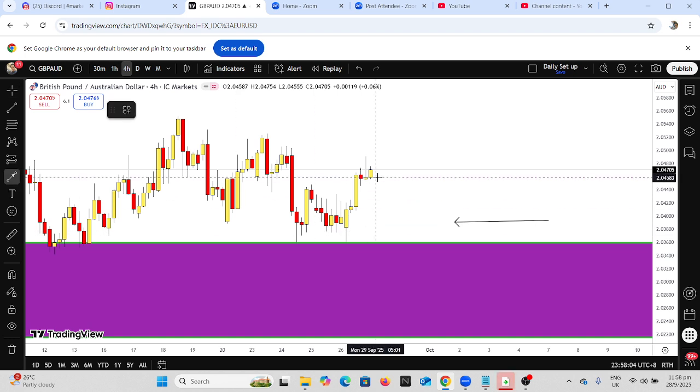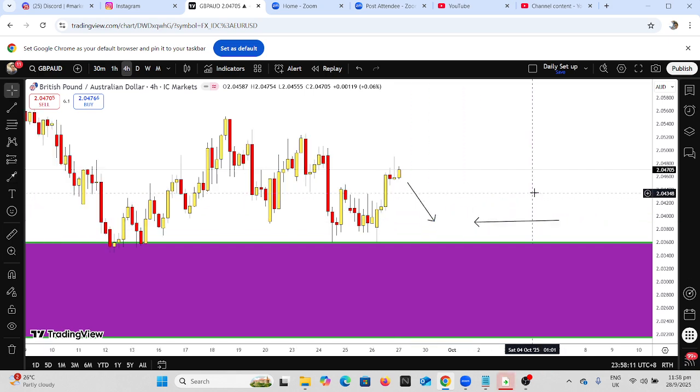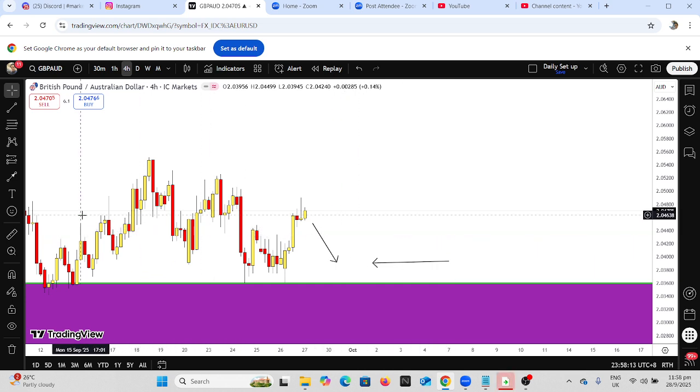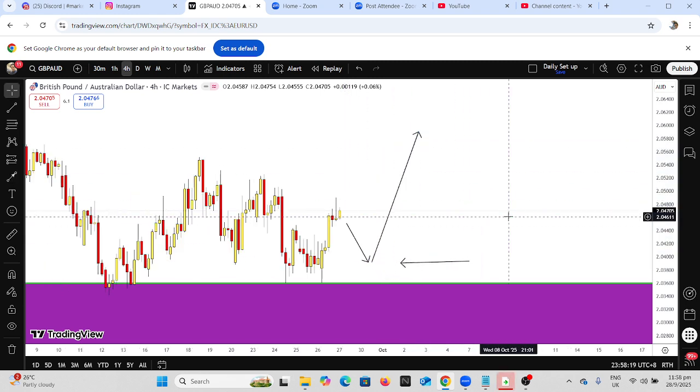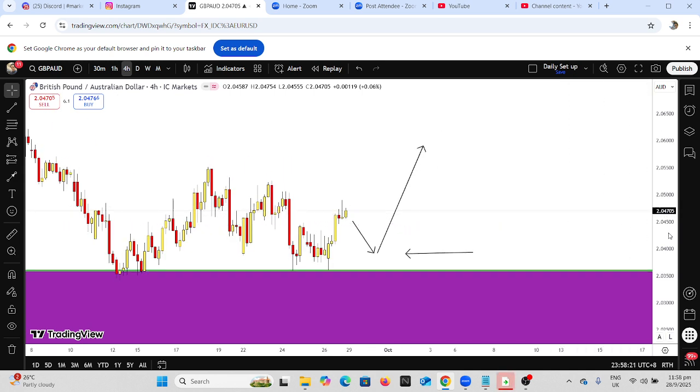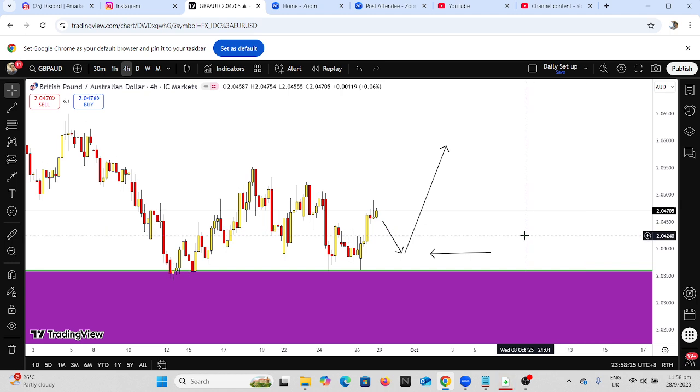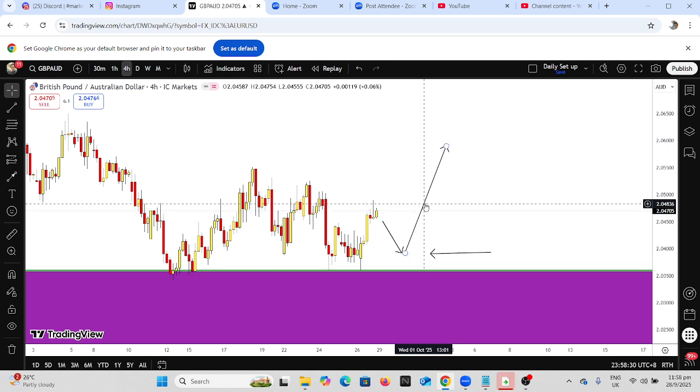Okay, if price at this point of time is at resistance, we do not want to be buyers here. So I'll be waiting for price to come down here, and then if there is a false break of the previous low, there will be an entry trigger for us to take a long setup for Pound Aussie. So that will be my analysis for Pound Aussie for this upcoming week.